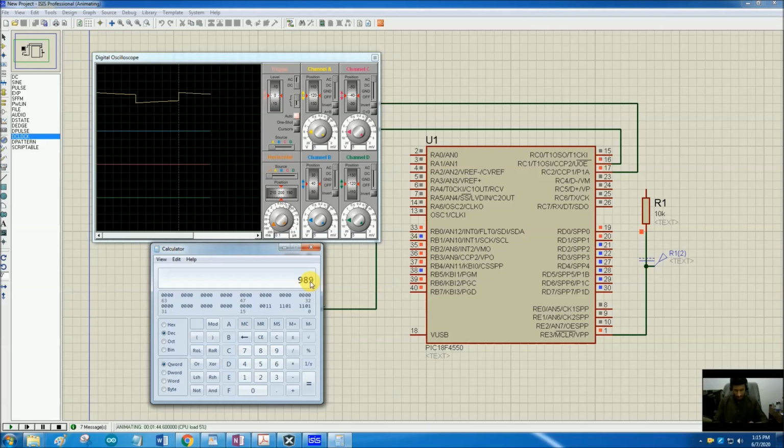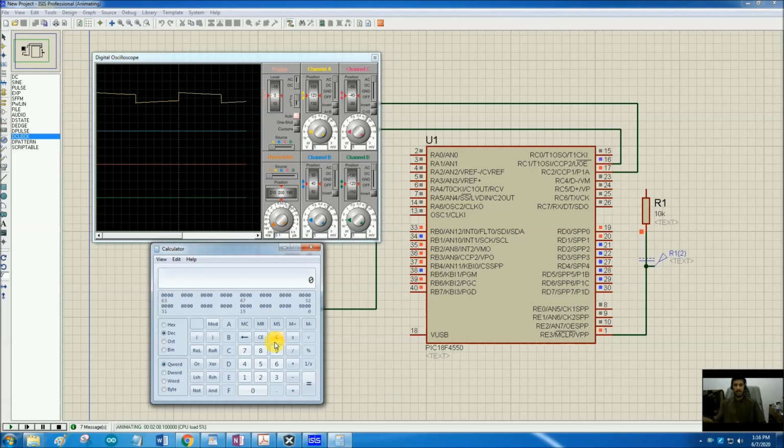Now let's see how many counts we were actually expecting. We are getting 989 counts, but what was our expectation? For a waveform of 1 kilohertz, what is the time period? 1 over 1000, approximately 1 millisecond. 1 millisecond is the time period for a waveform with a frequency of 1 kilohertz. So 1 millisecond is equal to 1000 microseconds.